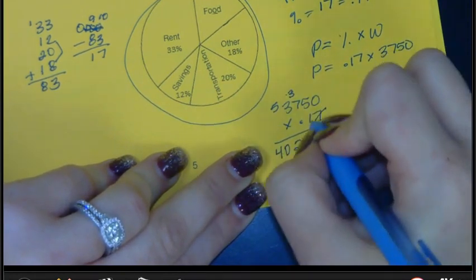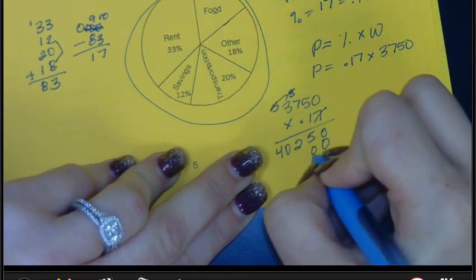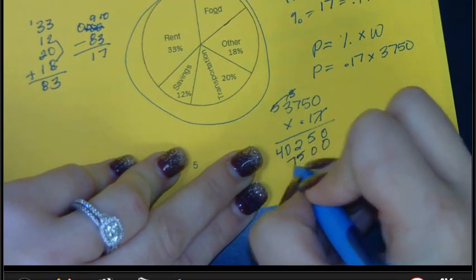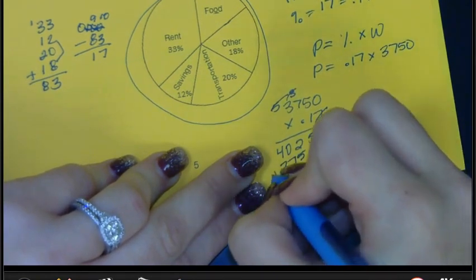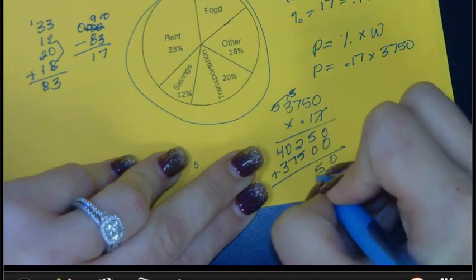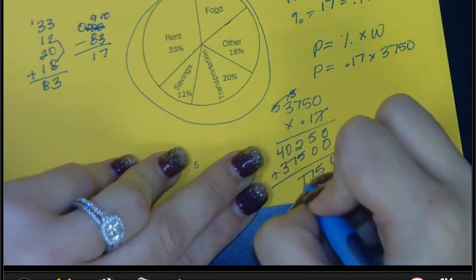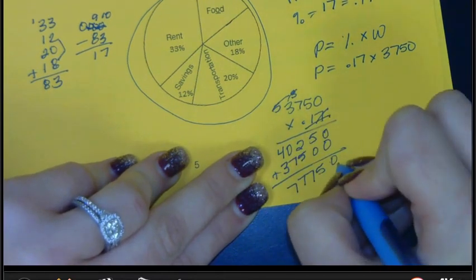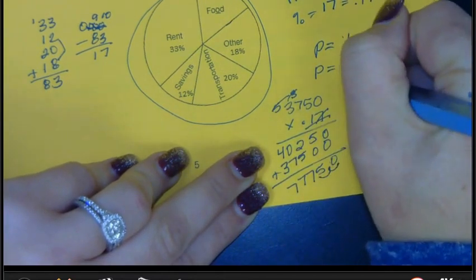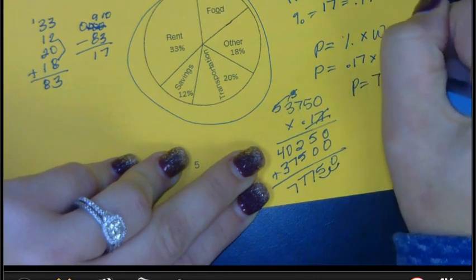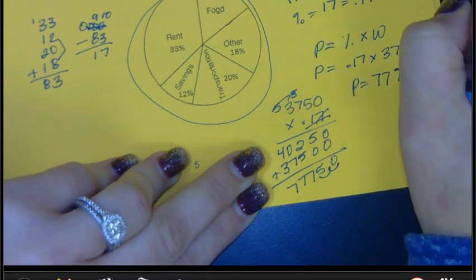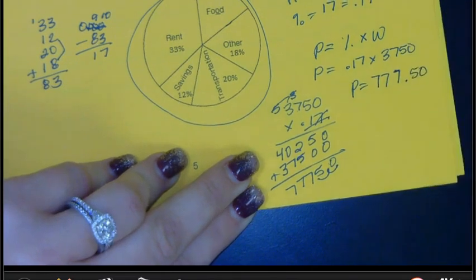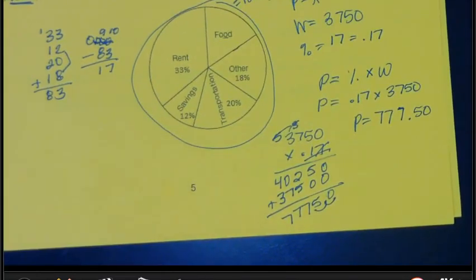Done in placeholder. 1 times 0 is 0. 1 times 5 is 5. 1 times 7 is 7. 1 times 3 is 3. Add everything up together. 5. 5 plus 2 is 7. 7 plus 0 is 7. 4 plus 3, 4, 5, 6, 7 is 7. A lot of sevens. Move your decimal 2 times to the left to give you a close estimate of $770.50. Ooh, did I miss something?